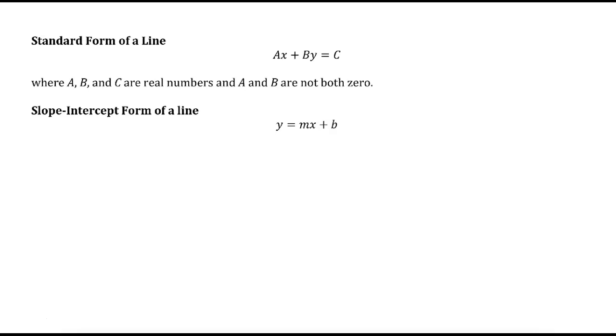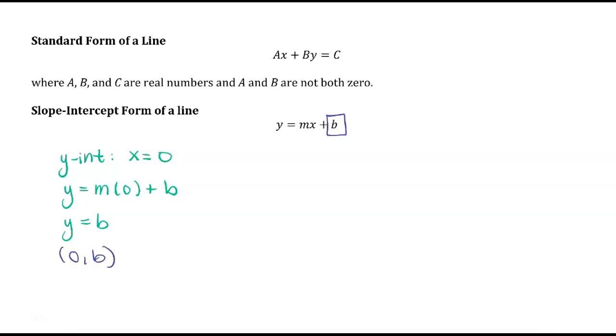There's a reason why this is called the slope-intercept form of a line. Remember that when we want to find a y-intercept, we set x equal to 0. If we do that here, we end up with y equal to m times 0 plus b, or y equals b. That is, when we have the equation of a line in the form of y equals mx plus b, b tells us where the y-intercept is. The y-intercept is 0, b. So this portion of the equation tells us the y-intercept. It also makes easily available the slope of the line. m is the coefficient of the x term.